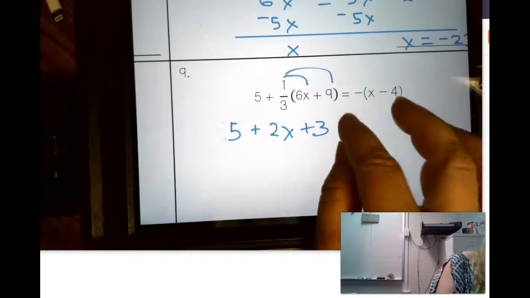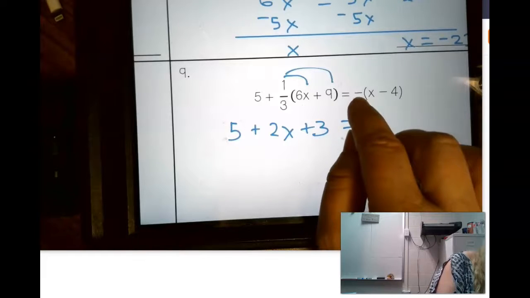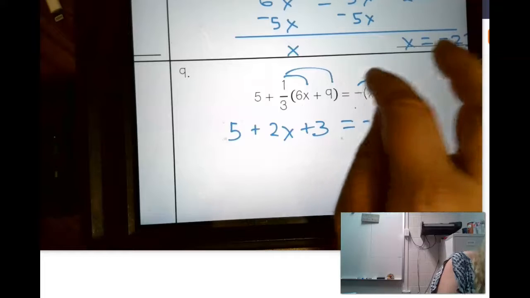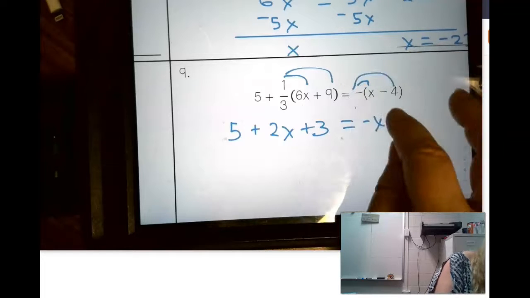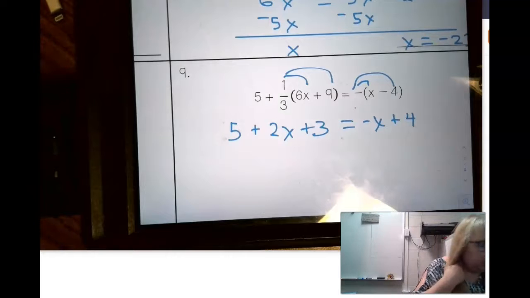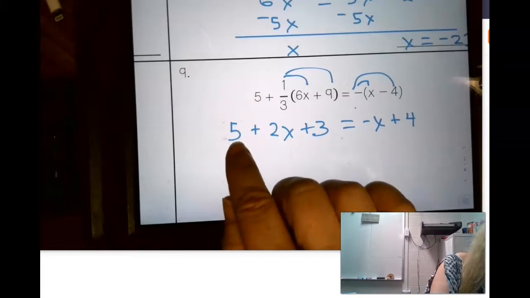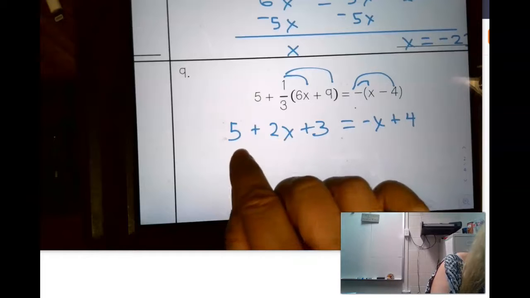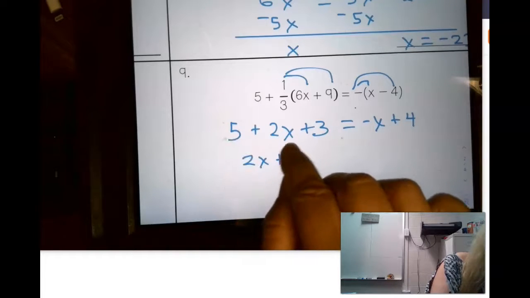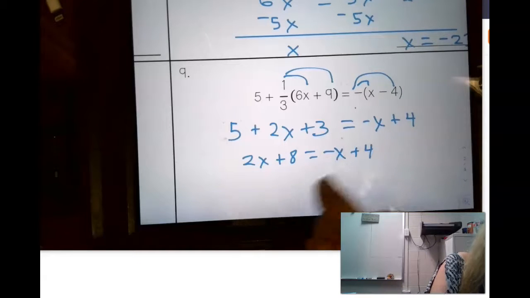So that's plus 3. Here we have a negative on the outside. That means we're multiplying by negative 1. So negative 1 times x gives me negative x. Negative 1 times negative 4 gives me plus 4. Make sure you distribute that negative to both terms. Now over on the left I need to collect my like terms. So I have 2x plus 5 plus 3 is 8. And that will equal negative x plus 4.